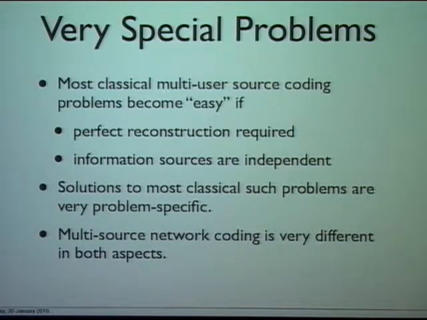Another thing is that for classical multi-user source coding problems, solutions to these problems are usually very problem specific. But the multi-source network coding problem does not have such characteristics. Specifically, we require perfect reconstruction at each of the receiving nodes, although you require only a subset of the sources. It is perfect reconstruction, and we also assume that information sources are independent. But still, the problem turns out not to be trivial at all. And for this class of problems, it turns out that for many different configurations, it is possible to put the solution in a rather general setting. This is something we are going to see, which means that you don't deal with one problem at a time.